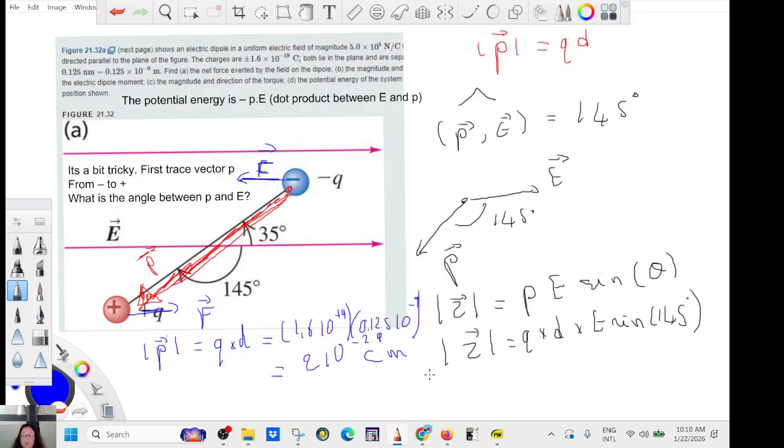And the magnitude and the direction of the torque. So we just have to plug that in. P is 2 times 10 to the negative 29, times the electric field, which is 5 times 10 to the 5, and then here you have a sine 145. It's a 29 here. I don't know if you can see.